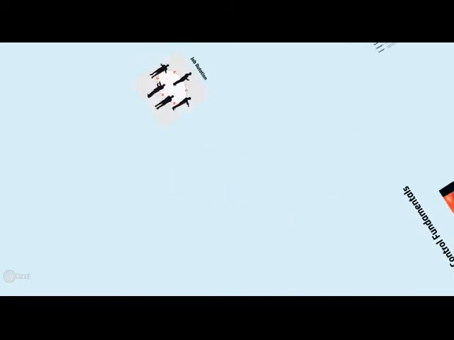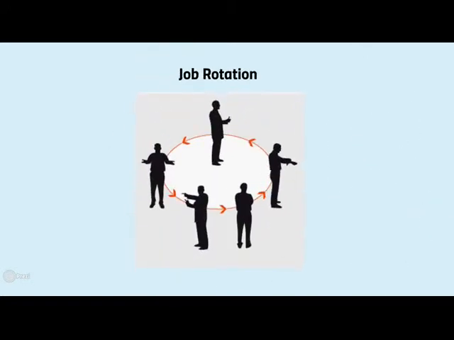Second is job rotation. Another way to prevent one individual from having too much control is to use job rotation. Instead of one person having the sole responsibility for a function, individuals are periodically moved from one job responsibility to another.